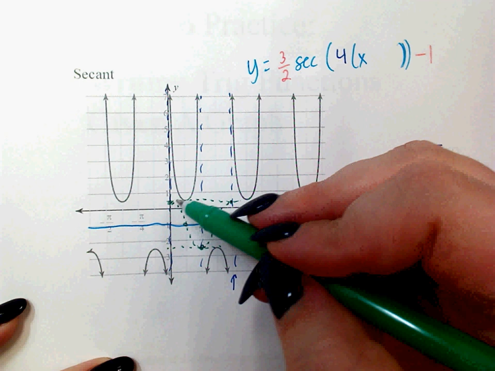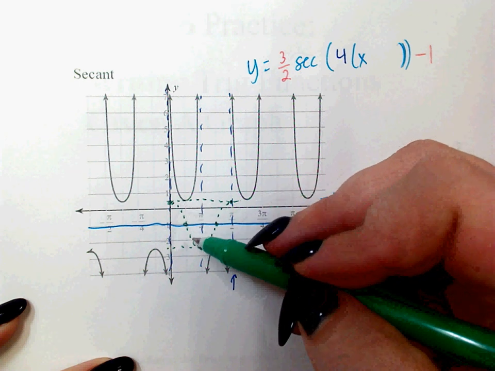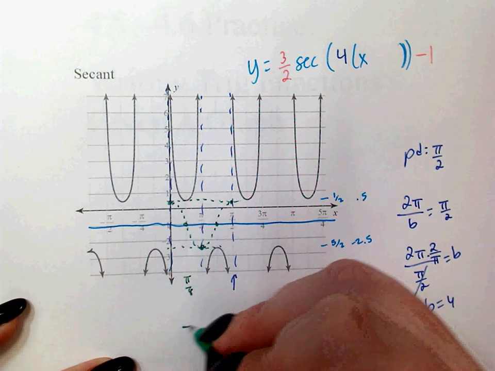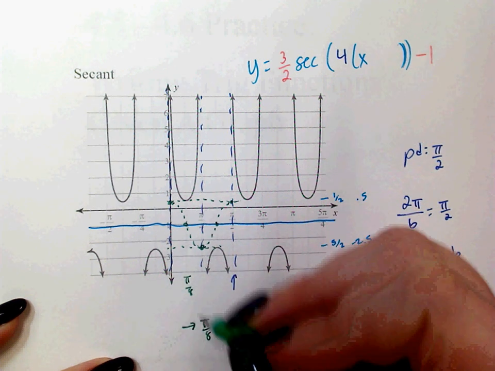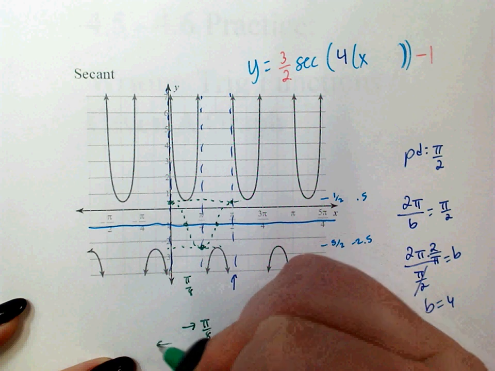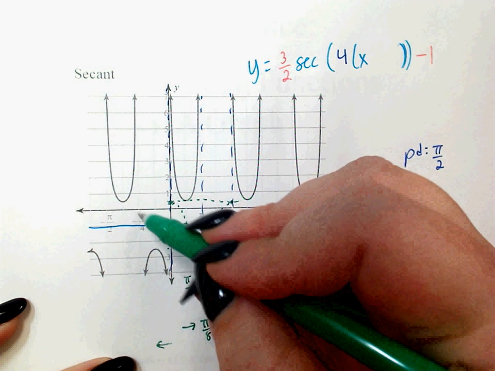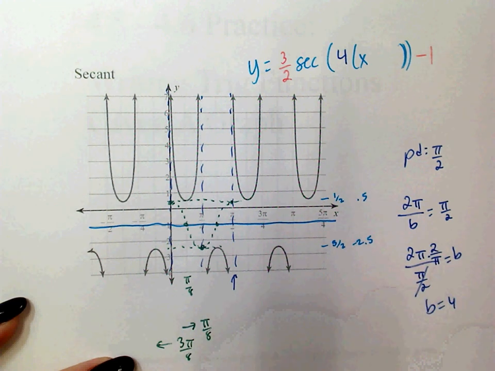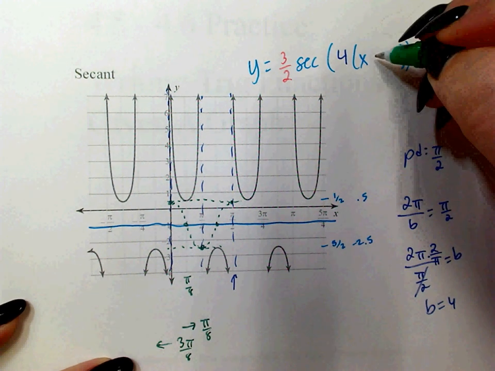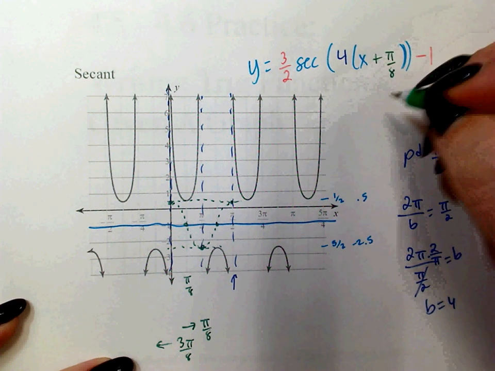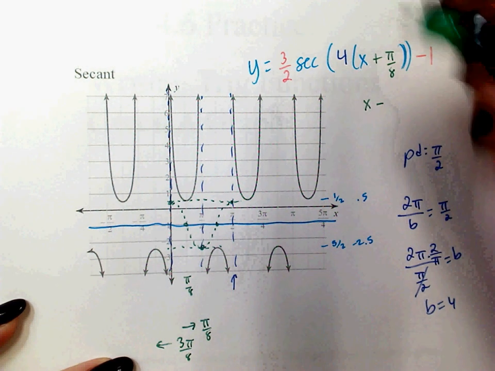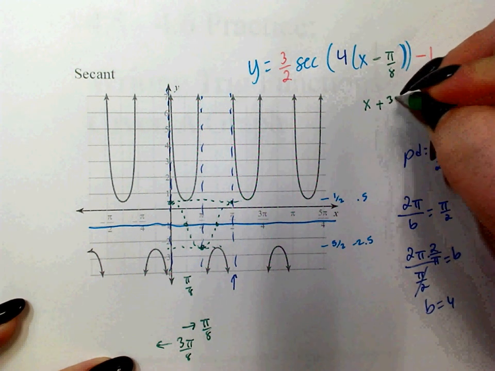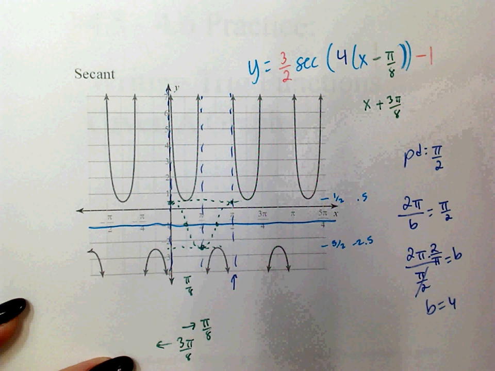So I could see it as either going to the right, well, let's see, if that's pi over 4, then that's pi over 8. So I could see it as either going to the right, pi over 8, or going to the left, if that's 1/8, 2/8, 3/8, going to the left, 3/8. So either way you write it, whichever one you put in here, you could put plus pi over 8, or, sorry, that's backwards, minus pi over 8, or x plus 3 pi over 8.